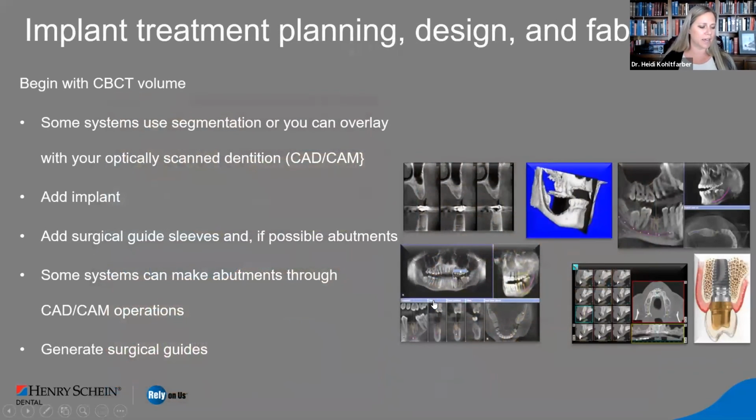Just real briefly, I know we're getting to be at time here, but let's go over what our process is with this. You begin with your CBCT, then bring in your CAD/CAM data. You can add your implant of your choice, add any of your surgical guides or abutments using your software, and again, send that off for a surgical guide.